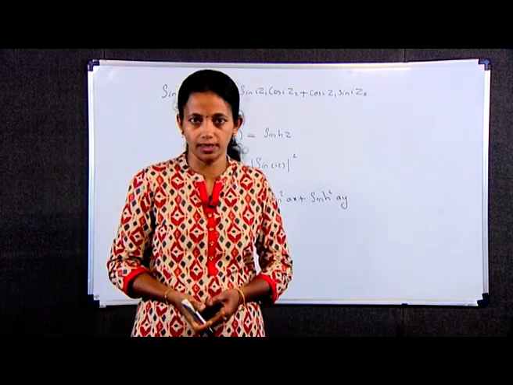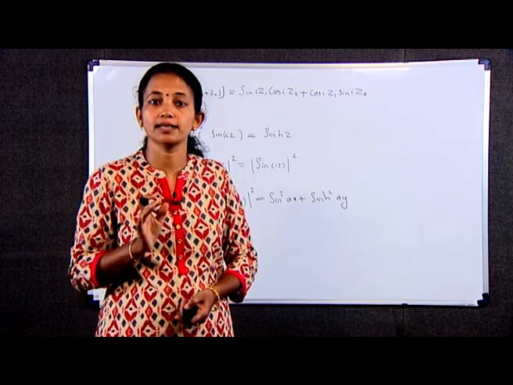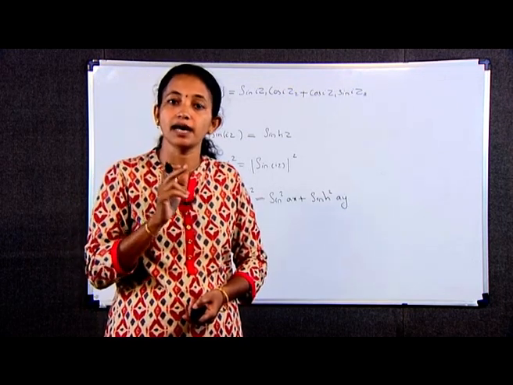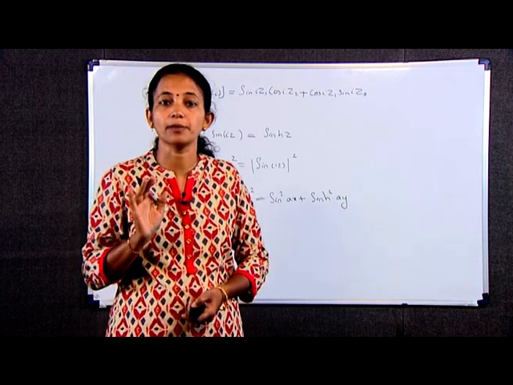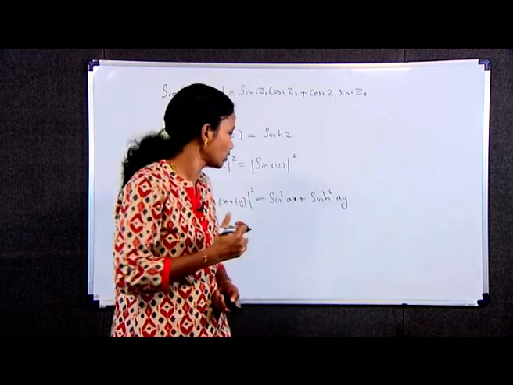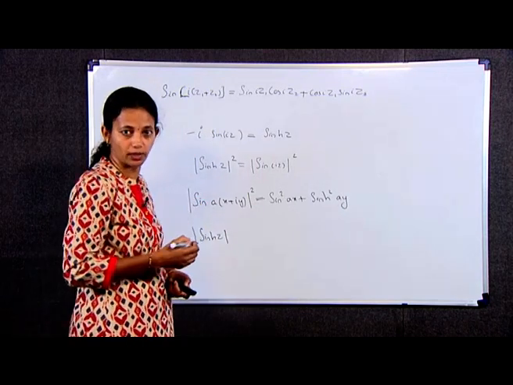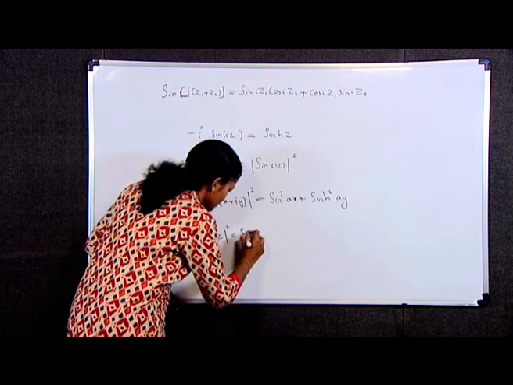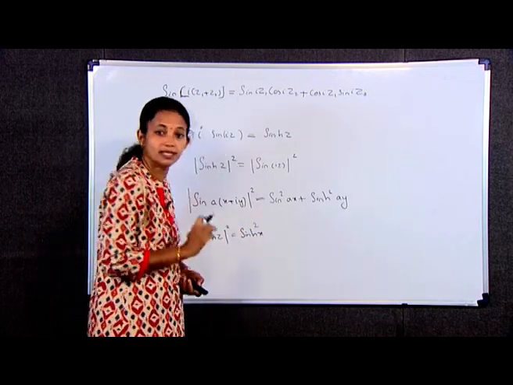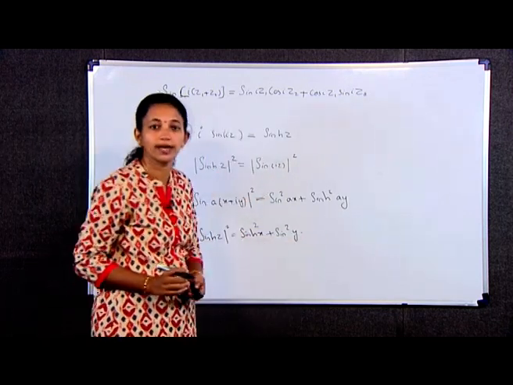Hence in particular, we have |sin(x + iy)| squared equal to sin squared x plus sinh squared y, and thus |sin(-y + ix)| squared is equal to sin squared y plus sinh squared x. Substituting this in equation number 6 yields |sinh z| squared equal to sinh squared x plus sin squared y.